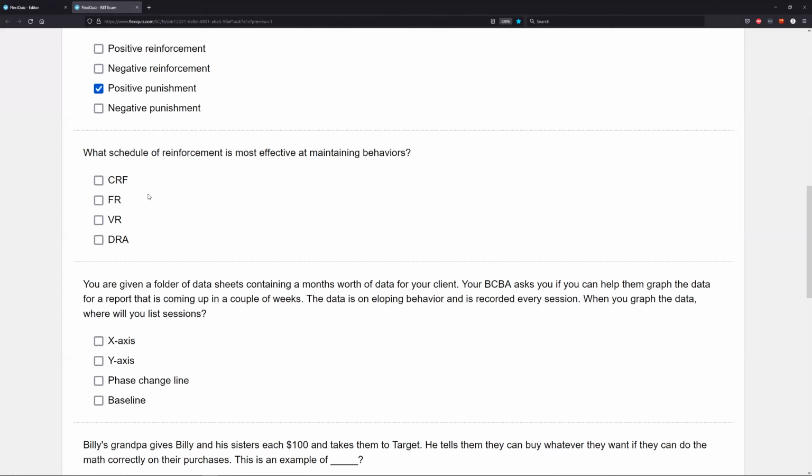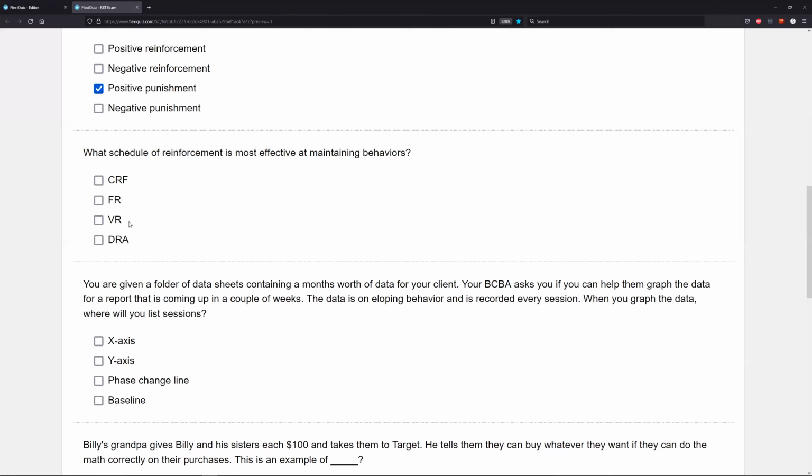What about FR, a fixed ratio? Well, we don't exactly know what schedule we're on. We just know fixed ratio. So fixed ratio is obviously a set number of responses. That's better than CRF. If it's an FR20, they still have to do a lot of the behavior to get reinforcement. We're just not sure what it is. So FR is okay. It's an okay answer. It's better than CRF. But this is why you read all of your answer choices. We need the best answer. Is there a better answer for a schedule of reinforcement that is most effective at maintaining behaviors?